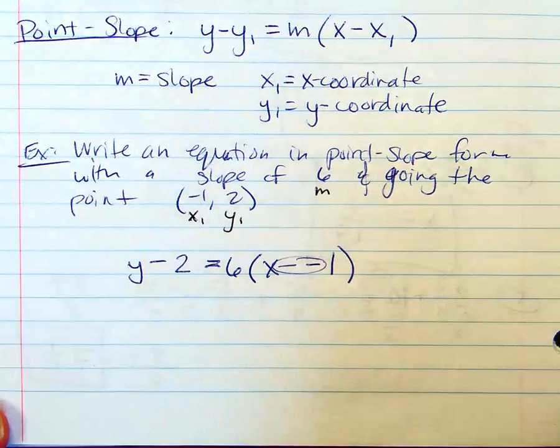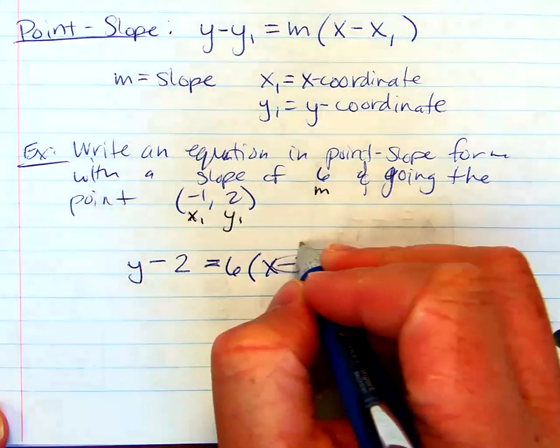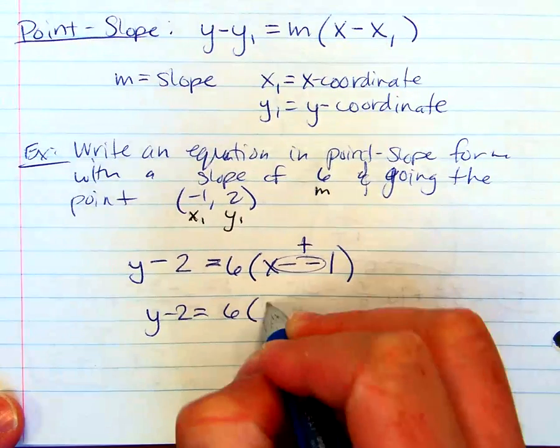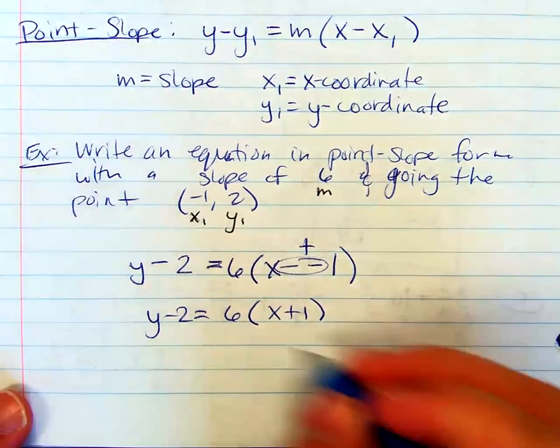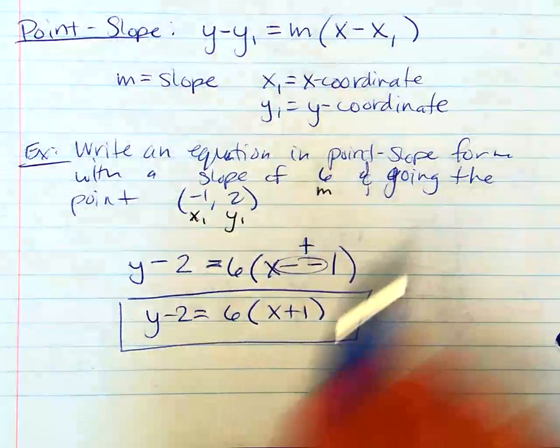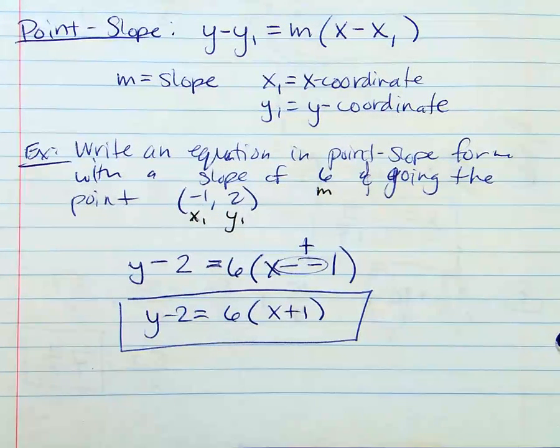Minus negative is actually what? It's actually a plus, so I'm going to say this is y minus 2 equals 6, parentheses, x plus 1. This will be our final answer. If they ask us to do it in point slope form, that's it. You will be asked to do other things with this later, but for right now, getting used to what this is all about, that's what we're being asked to do.